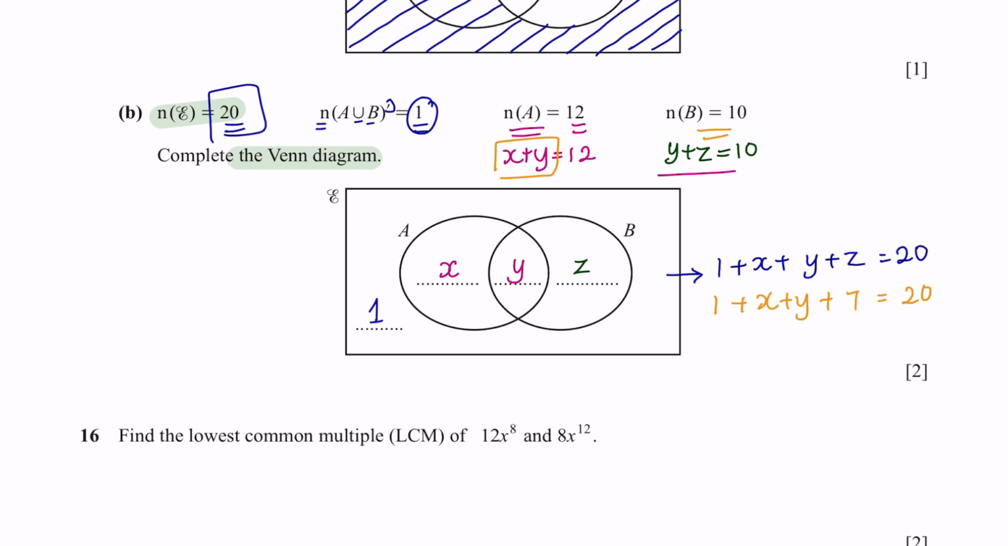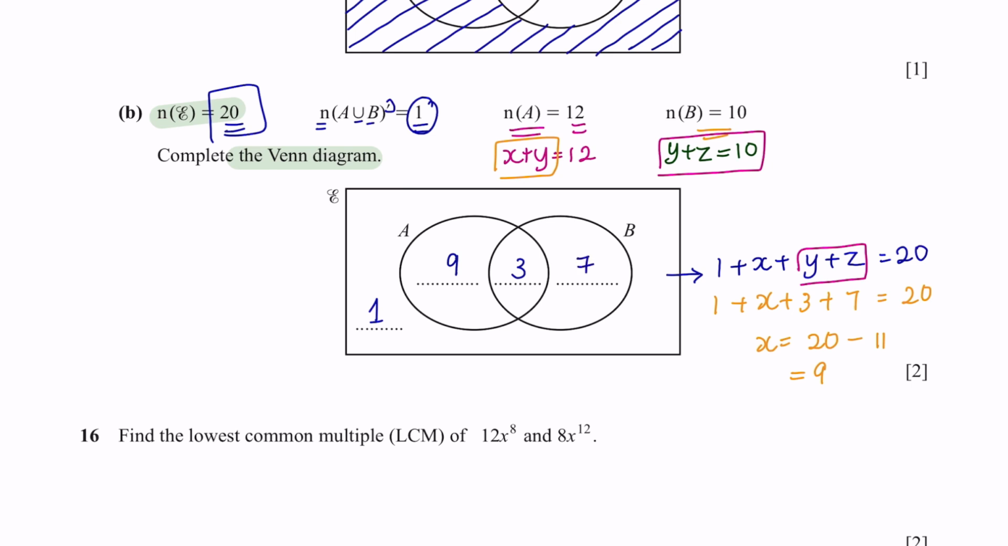And the next information is Y plus Z is equal to 10. This is Y plus Z. Y plus Z is equal to 10. So clearly Y here is 3. That leaves us with only X, which you rearrange, it's going to be 20 minus 11, so it's 9. X is 9, Y is 3, and Z is 7.